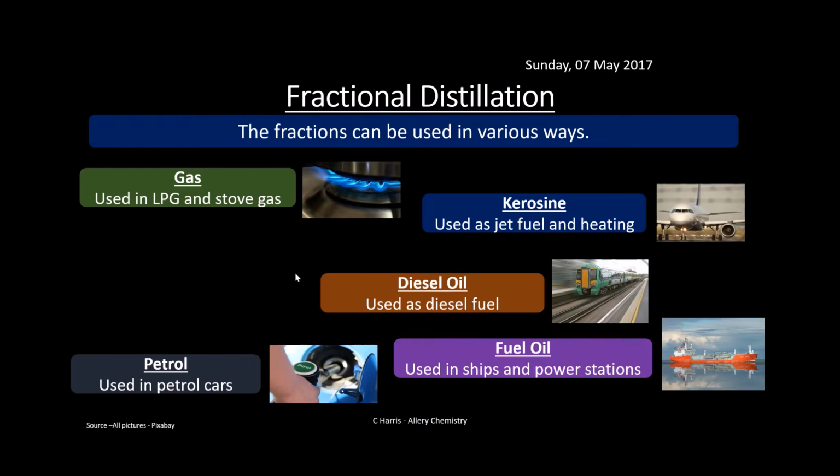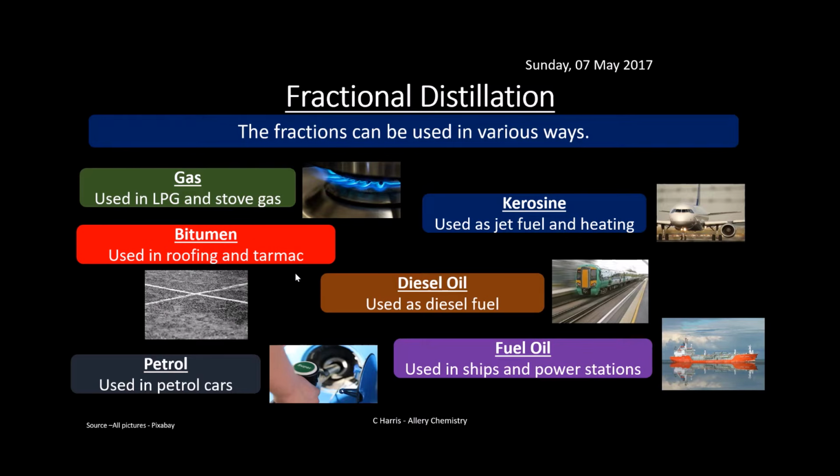So obviously they need a heavier one. Fuel oil is used in ships and power stations, so much higher energy in these. And bitumen, or asphalt, which is used in roofing and tarmac. So this is much thicker.